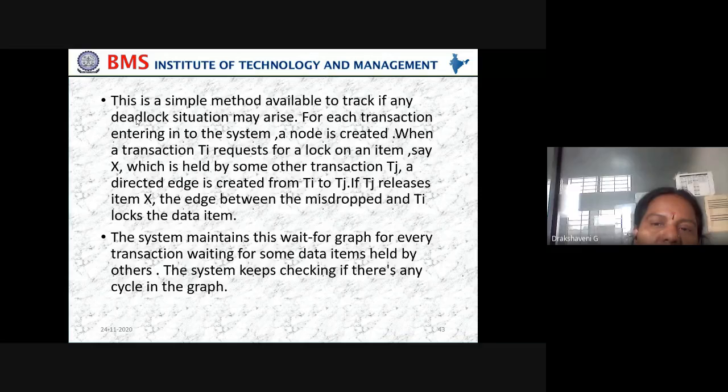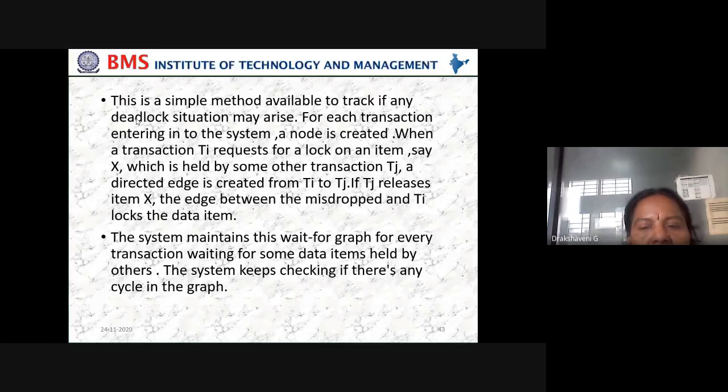For each transaction entering the system, a node is created. When a transaction Ti requests a lock on an item, say X, which is held by some other transaction Tj, a directed edge is created from Ti to Tj. If Tj releases item X, the edge is removed and Ti locks the data item. The system maintains this wait-for graph for every transaction waiting for some data item held by others.